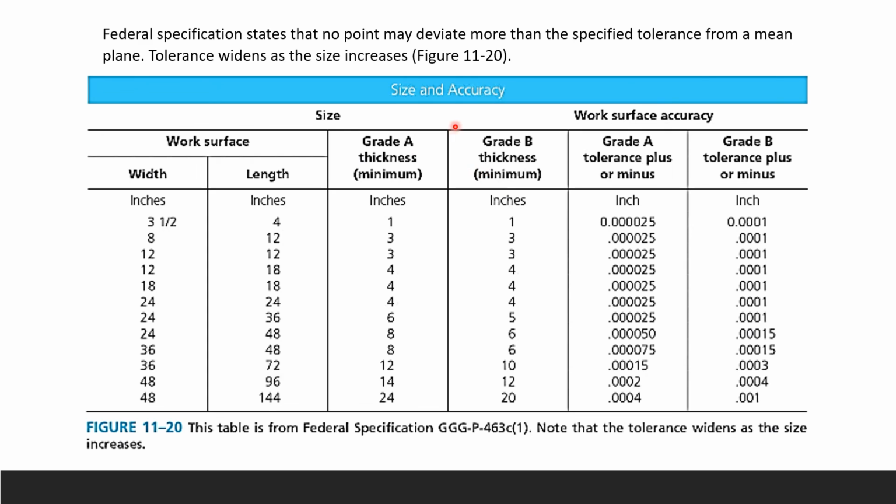When you take a look at it here, we have size and then we have accuracy. Here you have your size. This side is your work surface accuracy. When you look at your work surface, you have your length and then your width, your regular 2 dimensions. And these are in inches. I'm just showing you the measurement of the length and the measurement of your width. Then it goes all the way down, increasing.